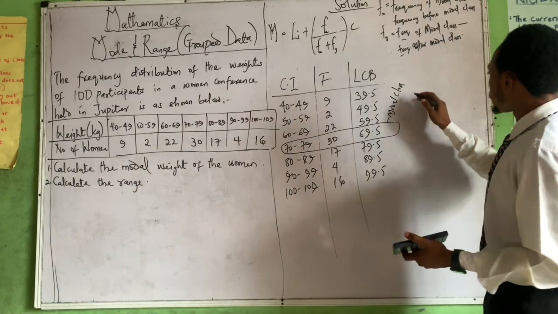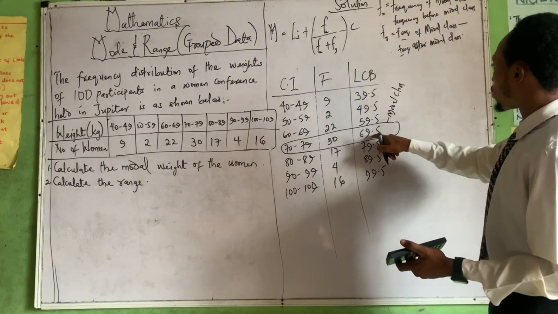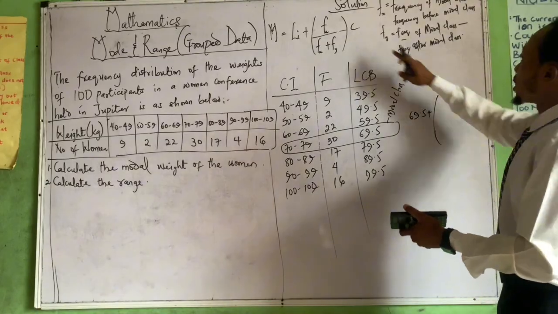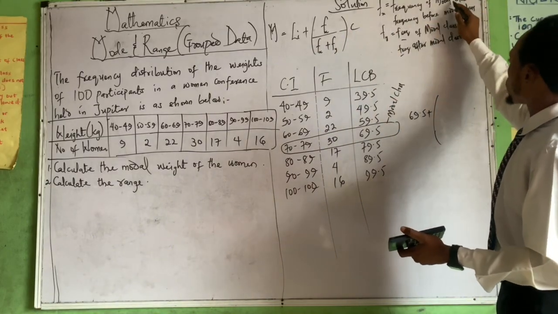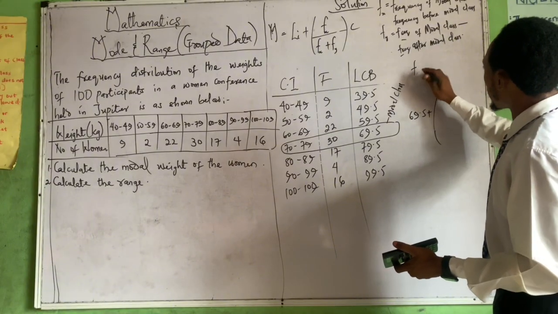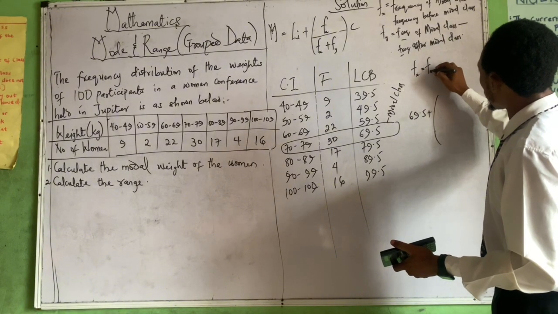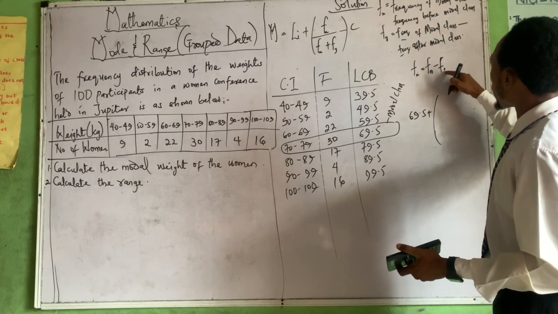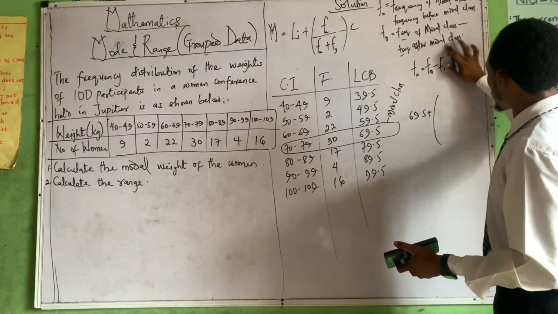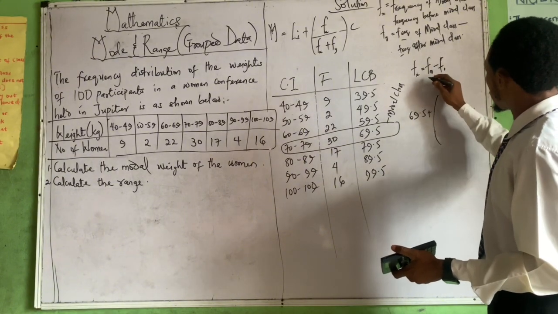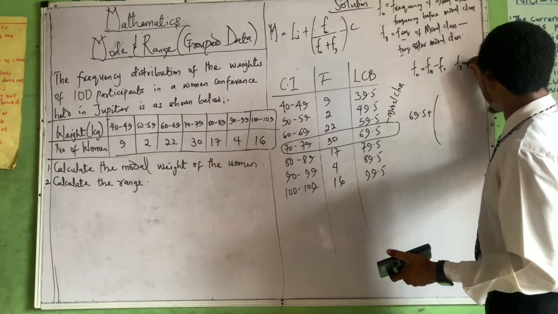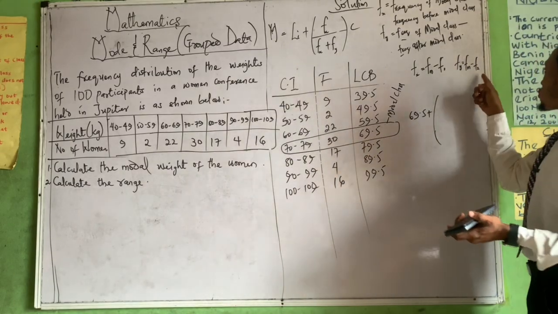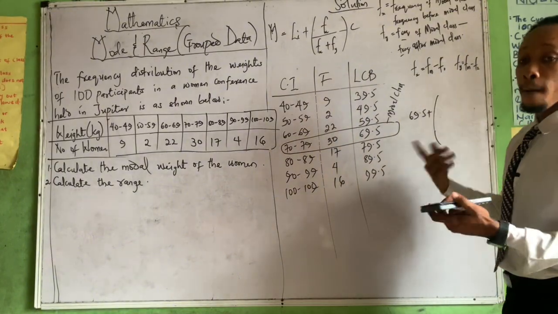Now let's start solving. Our L_i, the lower class boundary of the modal class, is 69.5 plus f subscript x, the frequency of the modal class minus the frequency before, f1. Then f subscript y is the frequency of the modal class minus the frequency after the modal class. So f2 is the frequency after the modal class, and f1 is the frequency before the modal class.